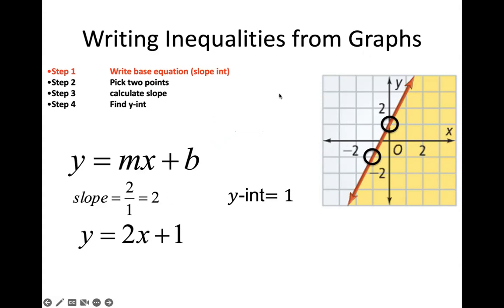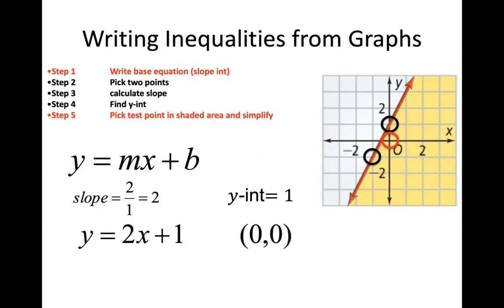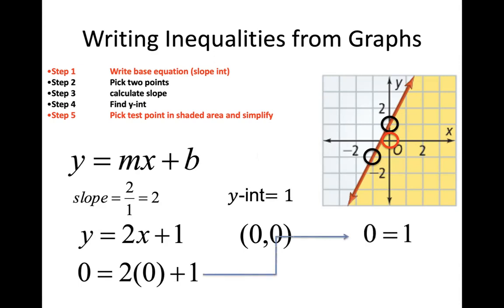So let's do that. The steps are: pick a test point, make sure your test point is in the shaded area, and simplify. The shaded area is in the yellow. We would certainly love to pick 0, 0, and notice 0, 0 is in the shaded area. So I'm going to use 0, 0. I toss that value back into the equation I just wrote. So I have 0 is equal to 2 times 0 plus 1. 2 times 0 is 0, so I'm left with 0 is equal to 1.